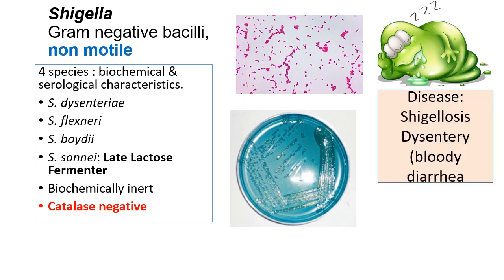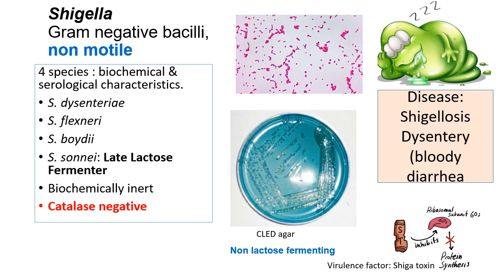The most important disease caused by Shigella is called shigellosis. Shigellosis basically means dysentery or bloody diarrhea. We are going to learn more about these diseases later, but we are going to mention a few of these characteristics shortly. A very important virulence factor for Shigella is called Shiga toxin, from the name itself, and this Shiga toxin has the ability to inhibit protein synthesis.